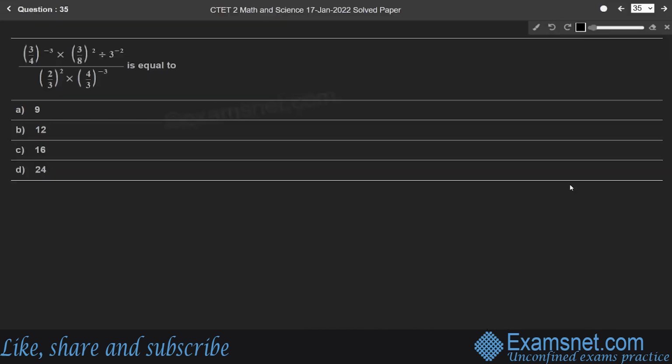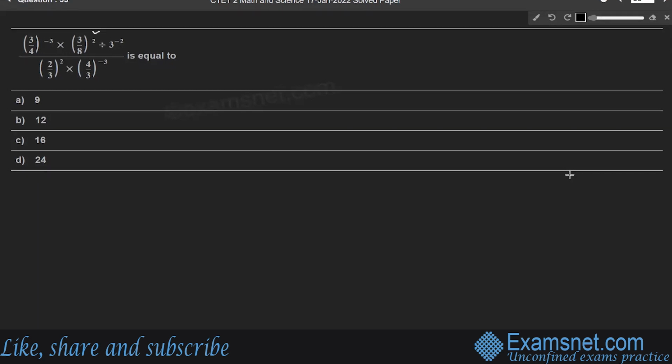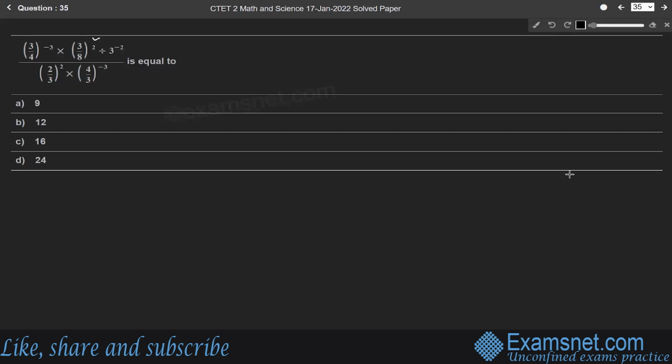Question 35. 3 by 4 to the power of minus 3 into 3 by 8 to the power of 2, divided by 3 raised to minus 2, whole divided by 2 by 3 square into 4 by 3 to the power of minus 3 is equal to.